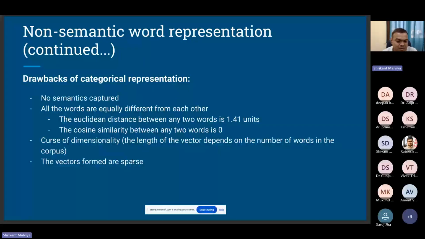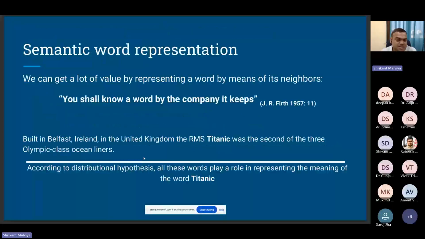Otherwise most of the values would be zero. So for larger problems, it's not suitable. And the vector formed is very sparse, with most values zero. So it's not a good idea to use it. That's why better word representations are suggested afterwards. We'll see that. Okay. Now, that was an example of non-semantic representation.